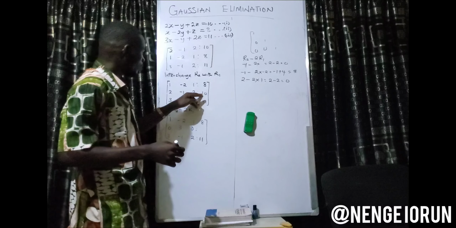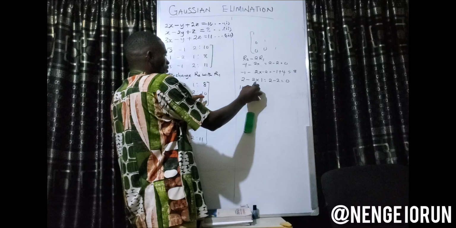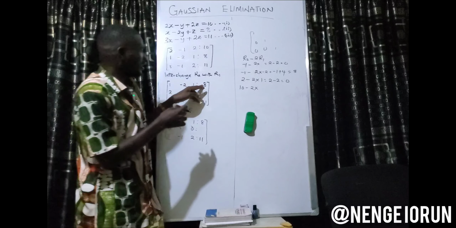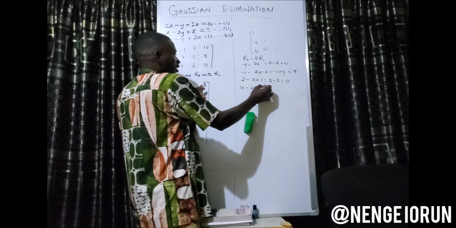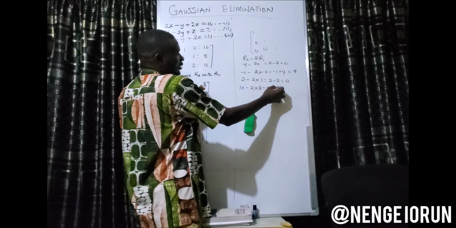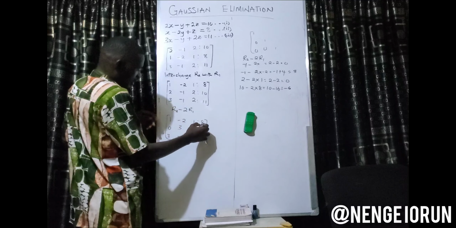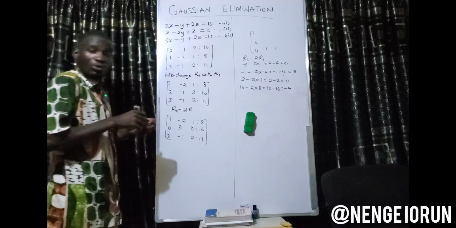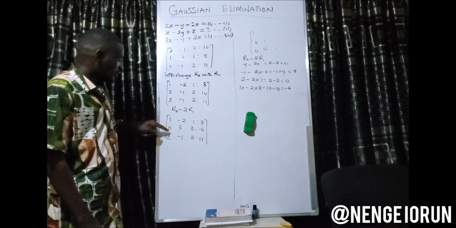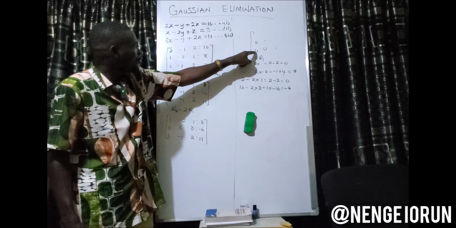Now for this one, you have 10 minus 2 times the corresponding element, which is 8. This will give us 10 minus 2 times 8, which is 16. This will give us negative 6. So what we have here is negative 6. So we are progressing. Now we have 1 here, 0 here. The next step is to make this one 0 too, so that we have something of this nature.